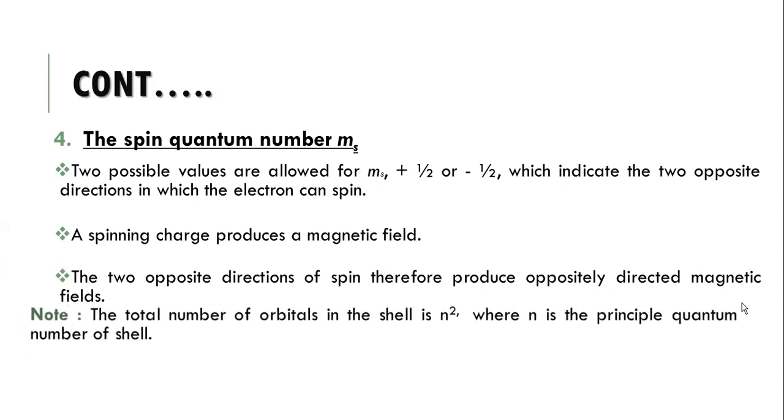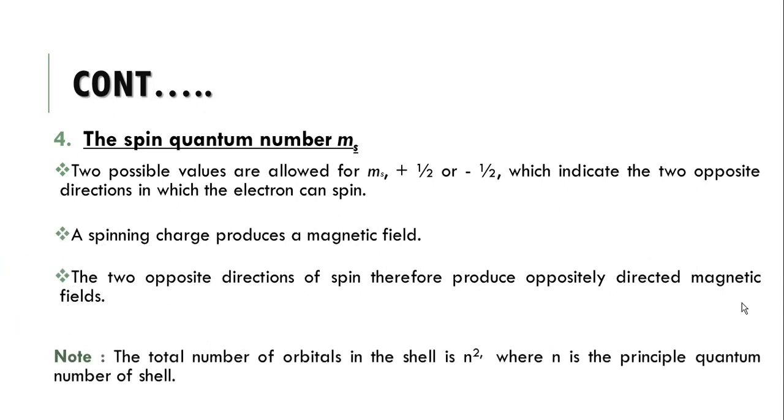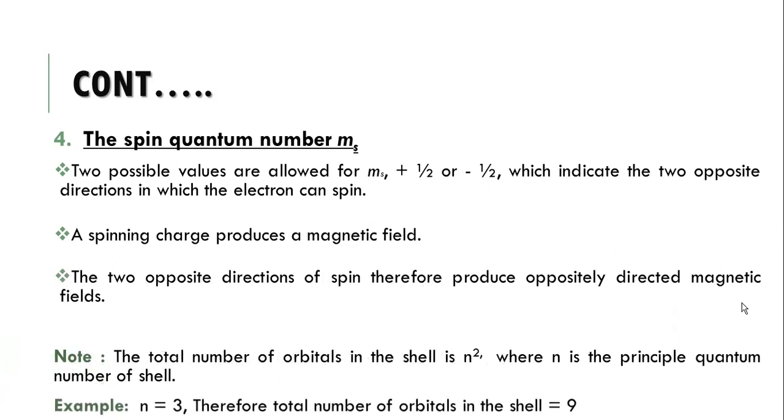Right. Special note: the total number of orbitals in a shell is n squared, where n is the principal quantum number of the shell. If you want to know the total number of orbitals present in a particular shell, how would you find it? If n is equal to 3, n squared is 3 into 3, that is 9. If it is 4, 4 squared is 4 into 4, that's 16.